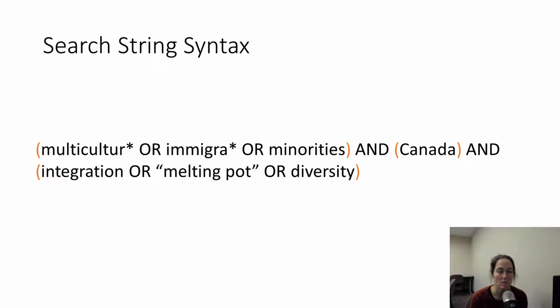Also, I just want to point out that I'm using the star symbol or the asterisk. That is a wildcard character that is used in most databases. So that just allows you to get variant spellings of words. So you don't have to type the whole word if you know that there's different endings or plural forms. And the other thing I wanted to point out is with melting pot, I've put that in quotation marks. And that's because there's actually 2 words there. So that forces it to search as a phrase. So it won't look for melting by itself or pot by itself. It will look for them together.